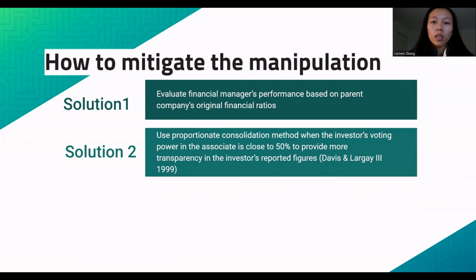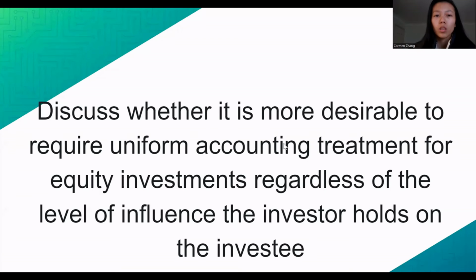The proportionate consolidation method includes the investor's share of the associate's assets, liabilities, revenue, expenses, and cash flows in the investor's own financial statements. This will disclose more information than the equity method on where the figures from investment in associates come from. However, Davis and Nage suggest that at the same time, companies may not be in favor of more open disclosure policies, as there exists the agency problem where the managers' and owners' interests diverge.